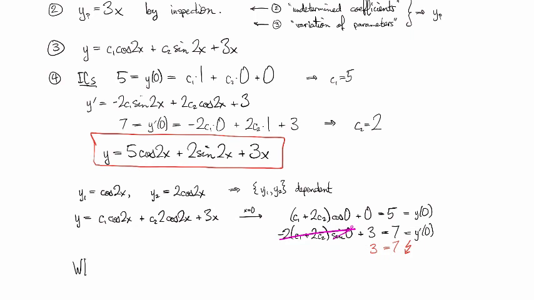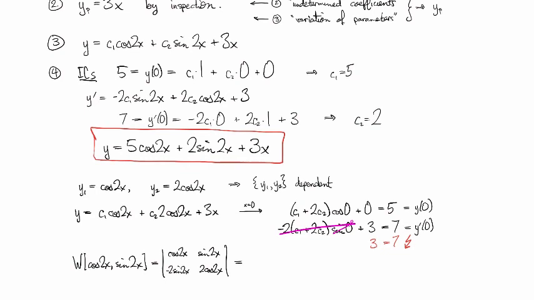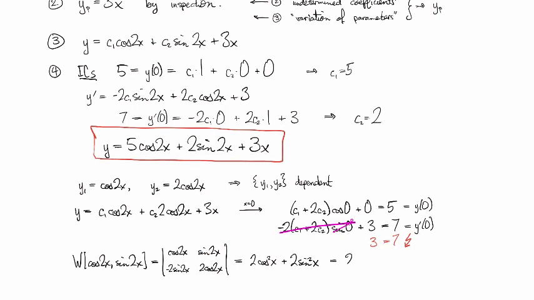So if we were to check the Wronskian of cosine 2x and sine 2x, it is the determinant of cosine 2x, sine 2x, minus 2 sine 2x, 2 cosine 2x. And when we evaluate this determinant, we have 2 times cosine squared plus 2 times sine squared. So the negative sign here cancels with the fact that this product comes with a negative sign, so that's why we get a positive term. And that just evaluates to 2, and 2 is not equal to 0, so that tells us that cosine 2x and sine 2x are independent, and hence a basis for our solution space.